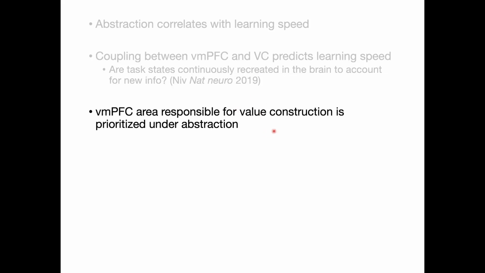We see that the VMPFC area is responsible for value construction. It's prioritized under abstraction.